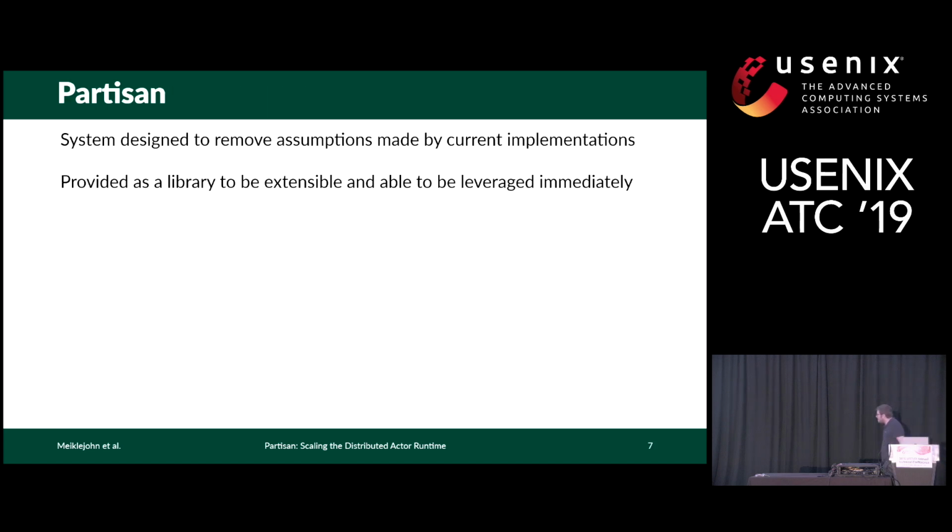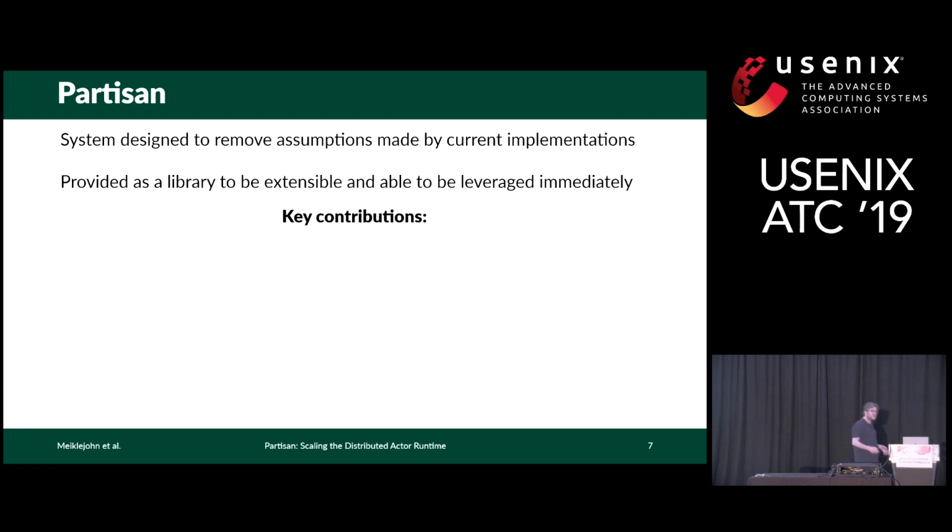So the work that we're going to talk about today is called Partisan. It's a library that I've been working on for at least two, maybe more years now. It's a system that's designed to remove assumptions made by current runtimes, these full mesh assumptions, these single TCP assumptions. And it's provided in user space as a library so that it can be extensible, you can use a debugger, all of this nice stuff, and it can be leveraged immediately. You can use it in applications today.